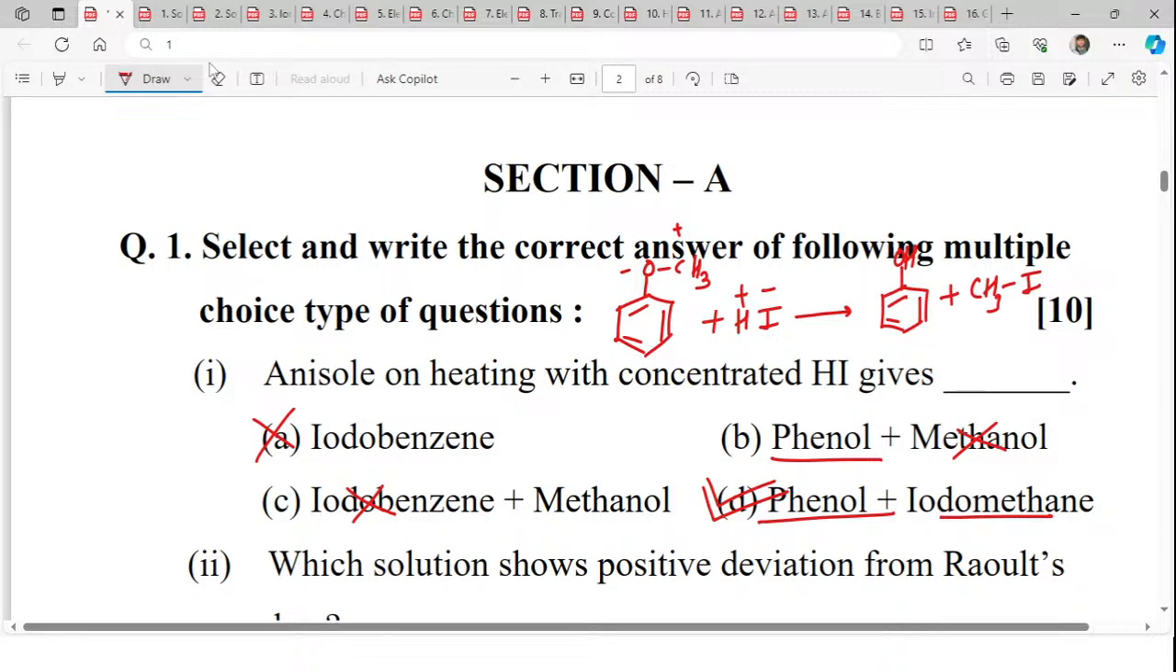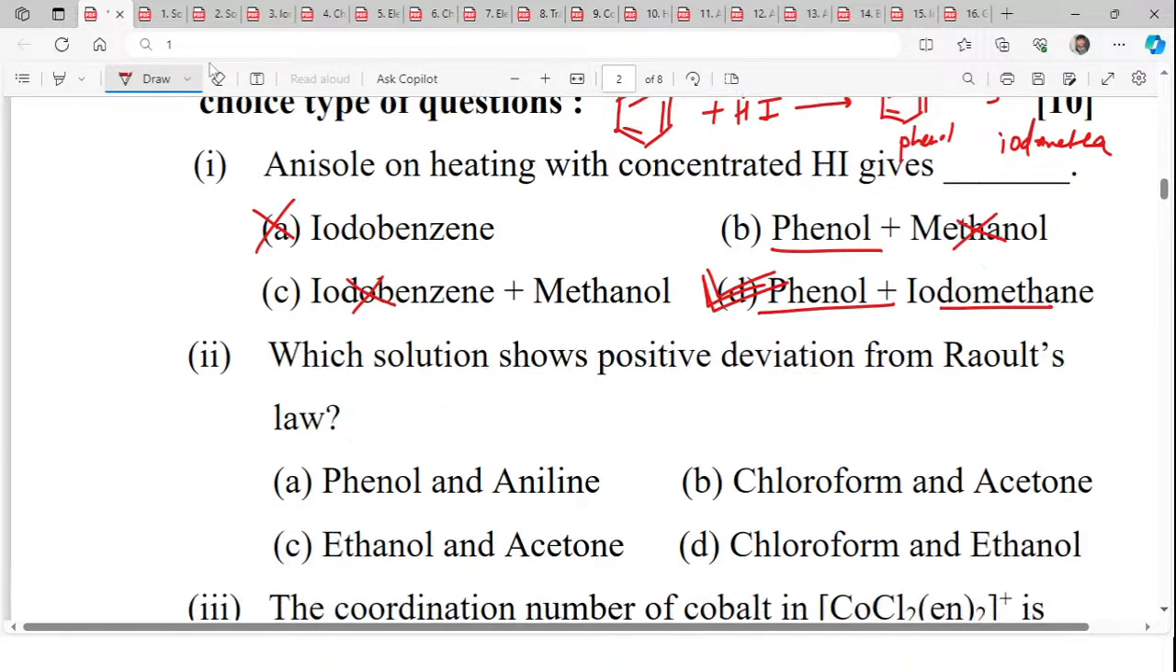Iodomethane is the IUPAC name of methyl iodide. Phenol is also called carbolic acid. Methyl iodide also stands for iodomethane. So option D is correct. Get it? Next question.